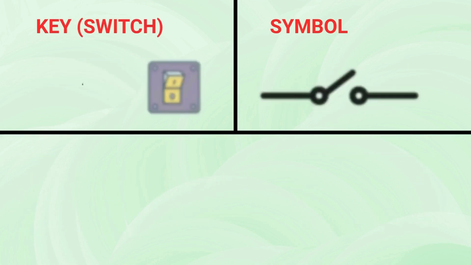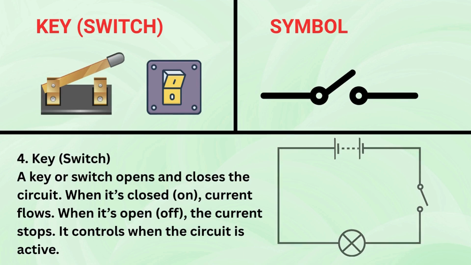Four, key, switch. A key or switch opens and closes the circuit. When it's closed, on, current flows. When it's open, off, the current stops. It controls when the circuit is active.